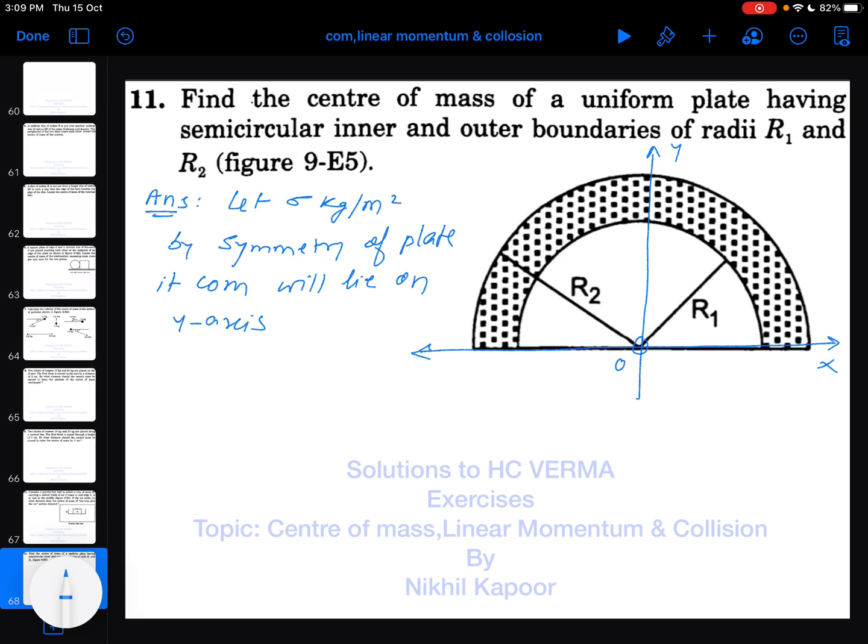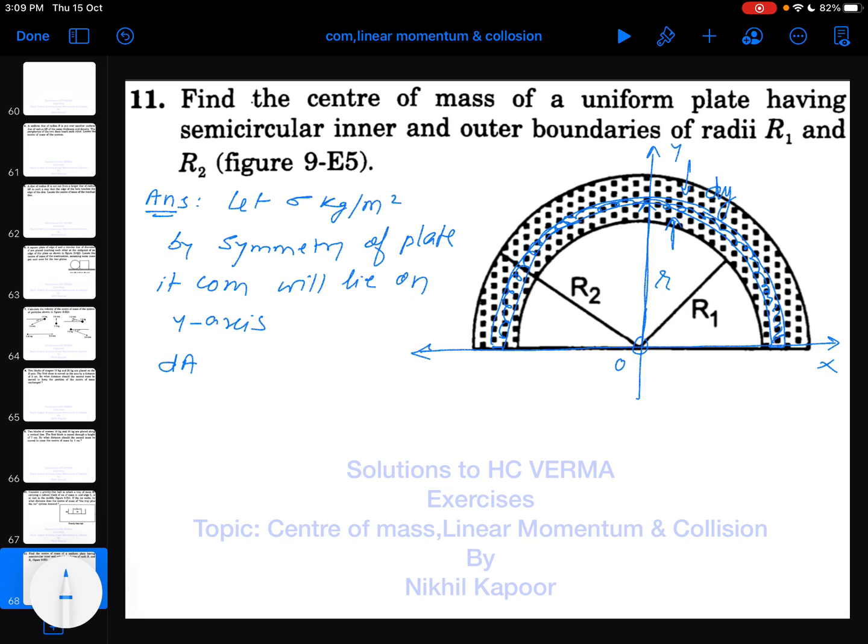Now let us consider, at a distance y, a small elemental area or elemental ring of thickness dy of this plate. So here this is the small elemental ring of thickness dy.